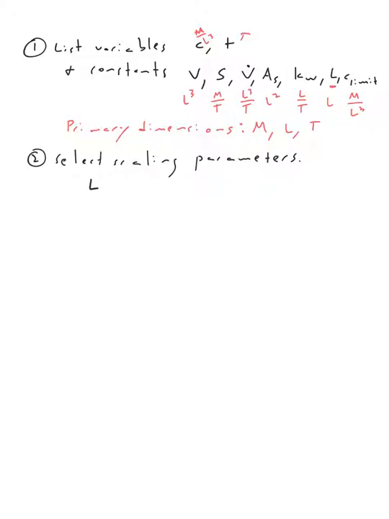Technically, we could choose any 2 variables or any 2 constants that cover this. So we could choose S and KW, for example. I am going to choose C limit and V dot. Again, any set of 3 that cover everything will work. We try to go for simpler ones if possible. These 3 are a good choice.